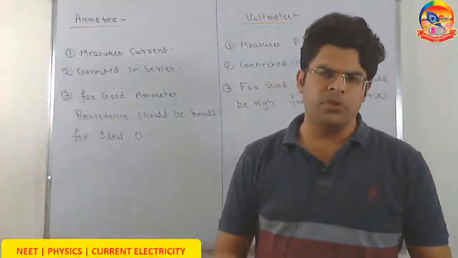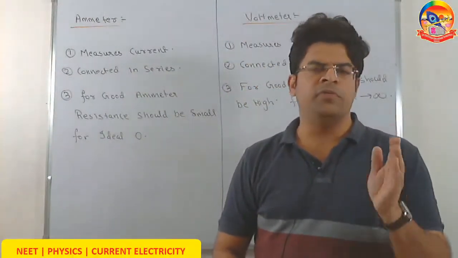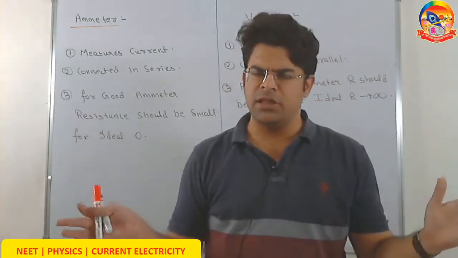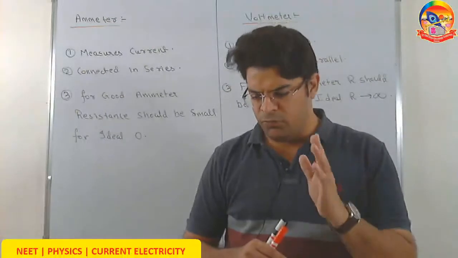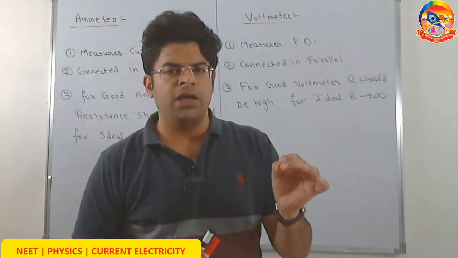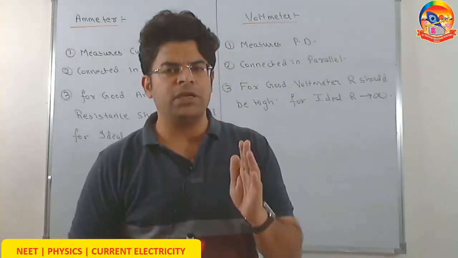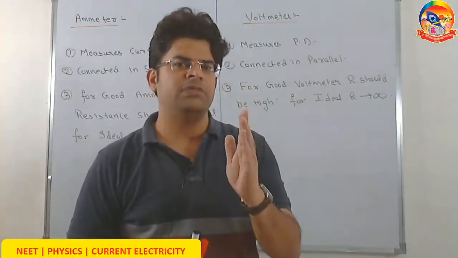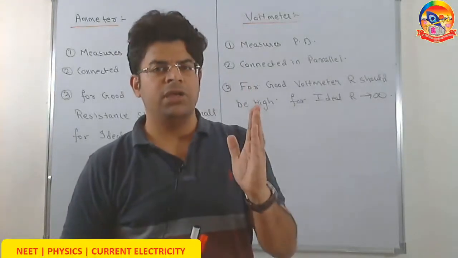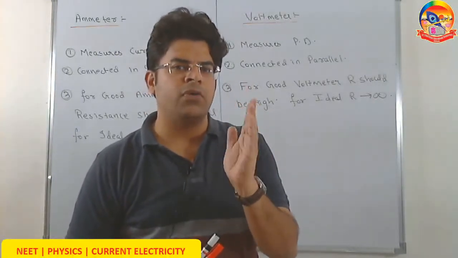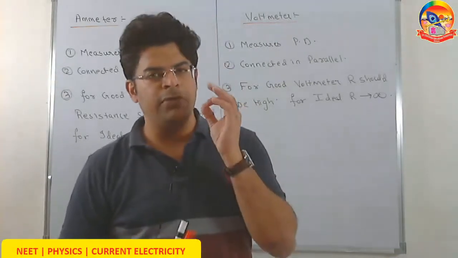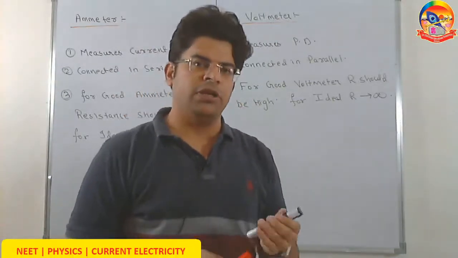Now let's talk about devices. First, we will talk about voltmeter, ammeter, then meter bridge, and then potentiometer, and then the chapter will be over. But first, voltmeter, ammeter. Now, ammeter and voltmeter both are made out of galvanometer. Galvanometers are devices in which we get a deviation when some current flows through it. The deviation, the angle by which the needle rotates, is directly proportional to the current flowing through it. We make both ammeter as well as voltmeter from galvanometer.